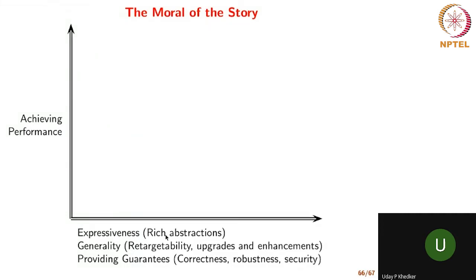Let's also plot generality. The more expressive features we have, the more general it will be. And by generality here, I also want to include retargetability, upgrades of the software, enhancements of the software, and also let's include how many guarantees we can provide: correctness, robustness, security. These are the expectations from compilers. So these are two orthogonal things, it so turns out.